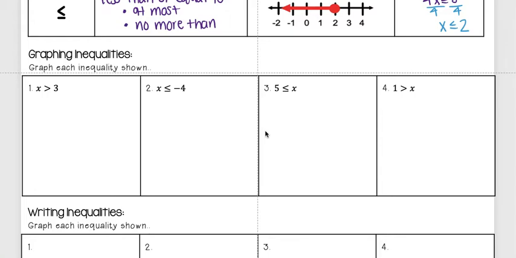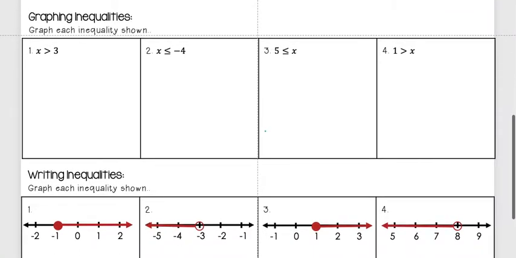So in this next video, we're going to be talking about graphing inequalities. So here, we're going to graph each inequality shown. For this first one, I have x is greater than 3. You don't have to write out a whole number line. I usually just do 3 tick marks. I put my number here in the middle, and then I just go 1 on either side.